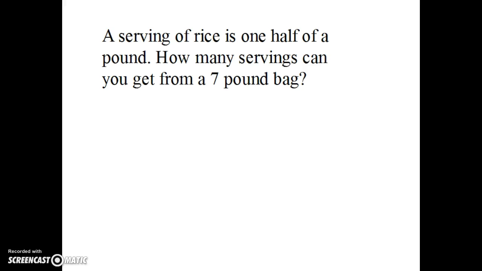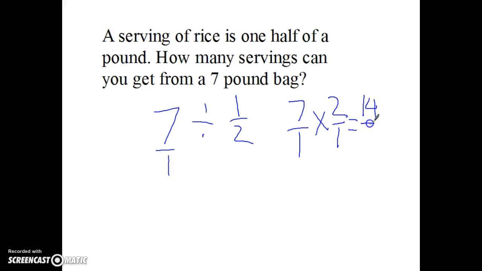A serving of rice is 1/2 of a pound. How many servings can you get from a 7-pound bag? Okay. What am I starting with? The whole bag of rice, which is 7 pounds. We're splitting it into servings, and each serving is 1/2 of a pound. Make it an improper fraction. Then since we're dividing, we're going to keep, change, flip. You got 14 over 1, which just equals 14. So if you had a 7-pound bag of rice, you could get 14 servings out of that. 14 people could get their serving.